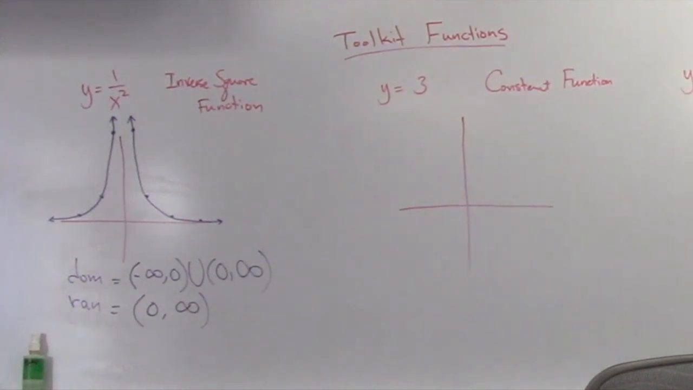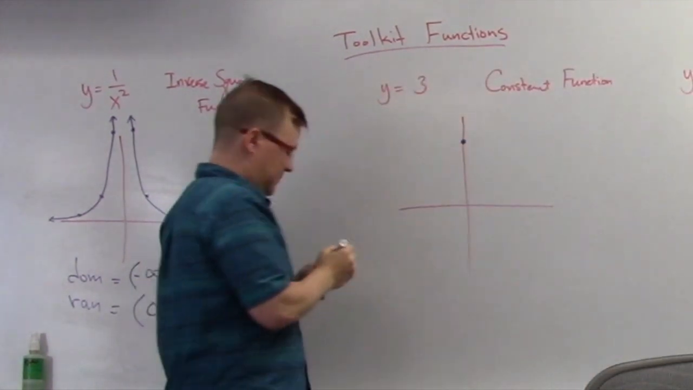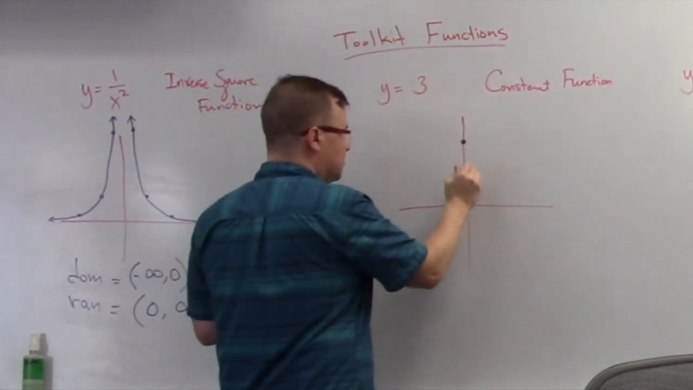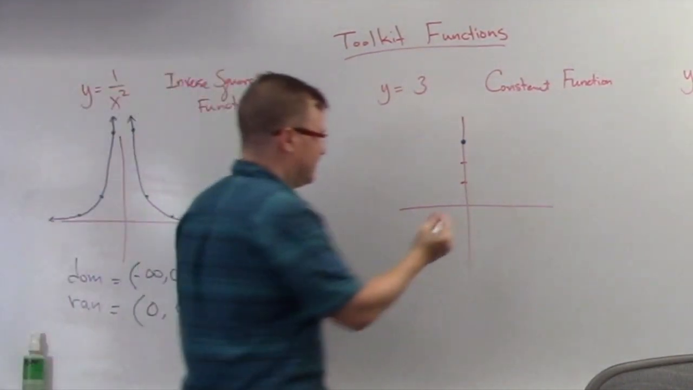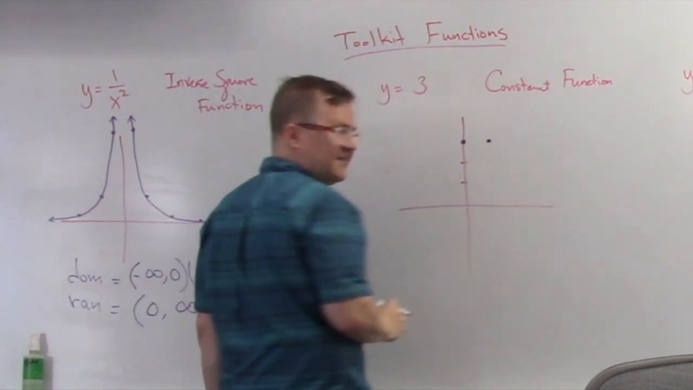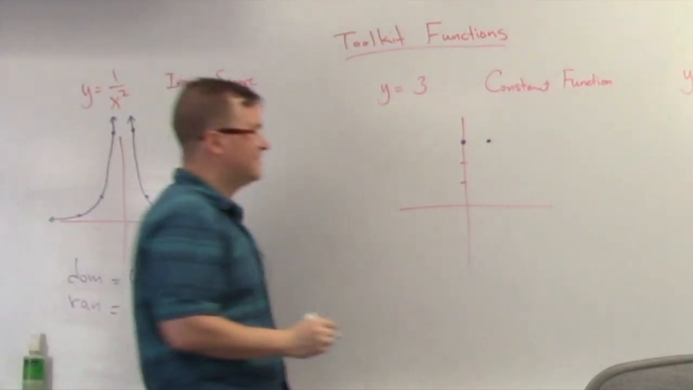This one is slightly baffling since I don't see any x's. If x equals 0, what's y? Yeah, 3. That means this is a point on the graph. If x equals 1, what is y? 3. If x equals 2, then y equals 3.